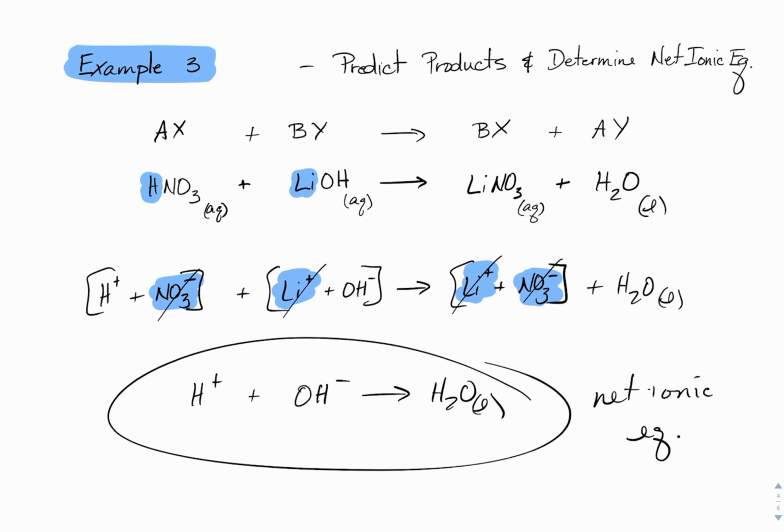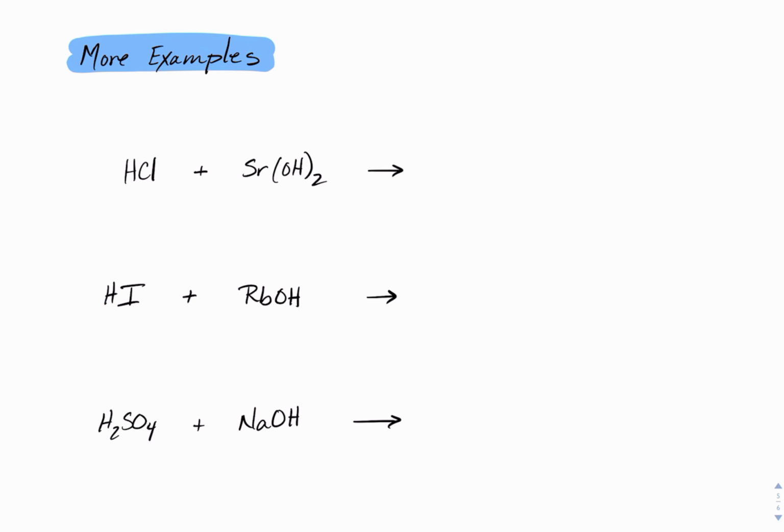All right, so at this point what I would like for you guys to do, here are some more examples of which you can predict the products, you can determine the net ionic equations for these particular acid-base neutralization reactions. What I'm going to do is I'm going to pause and I'm going to work out the answers for you, and then I'm going to rejoin the video and you can see the answers. So before you see the answers, why don't you pause the video, try to do these on your own, and then you can press play and then see the answers in just a few seconds.